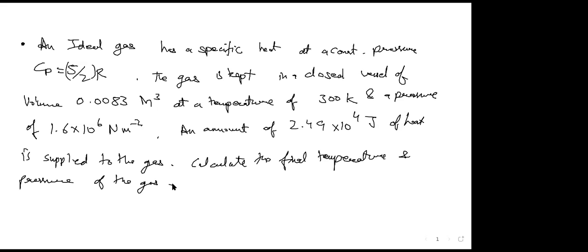So what is happening? You are given the specific heat at constant pressure. The gas is kept in a closed vessel. The volume of the vessel is given, so the volume of the gas is given, at a temperature that is also given, and the pressure is given. After that you supply this much heat. What you need to do is calculate the final temperature and pressure of the gas. Go ahead.